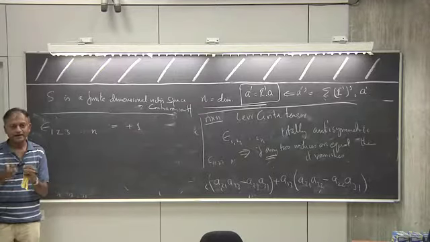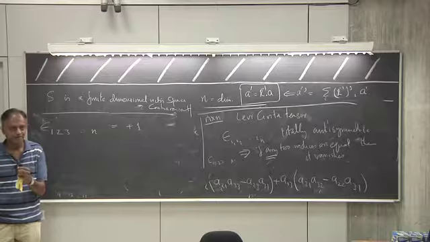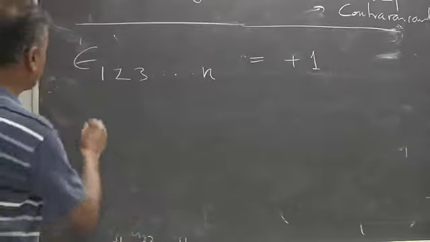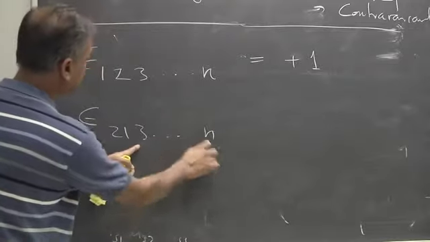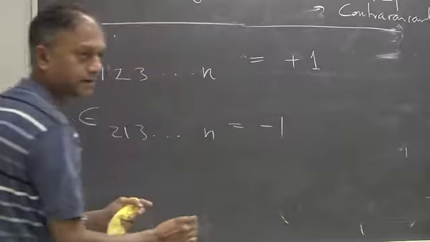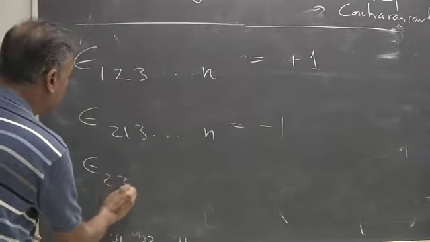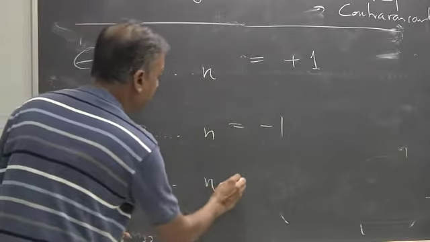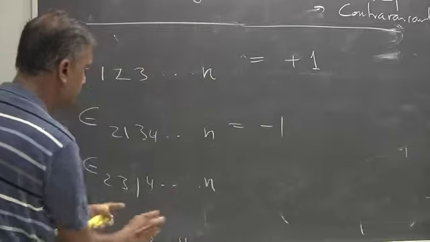And if you arrive by an odd number of permutations, you get a minus, right? It fixes completely. So for example, epsilon 2, 1, 3, I keep the remaining ones the same, but just exchange the first two. This will be minus 1, right? But if I exchange, let's say, epsilon 2, 3, 1 up to n, the rest of the things are the same. I don't change.